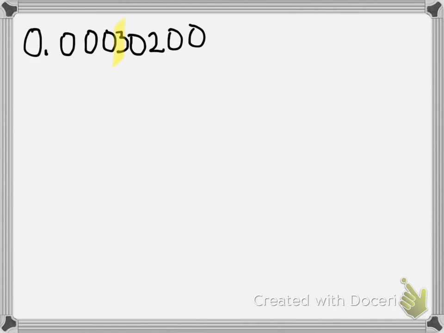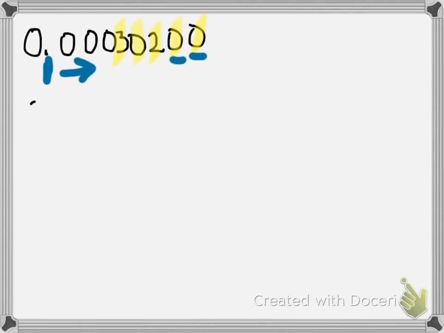So we have 0.000300200. Again, 3, 2, easy, because they're not zeros. This 0 is easy because it's between the 3 and the 2, so it's between numbers that are not 0. The final 2 significant digits here to make 5 are these last 2 zeros because they are to the right of this decimal and at the end of the number, and so that's what makes them significant.